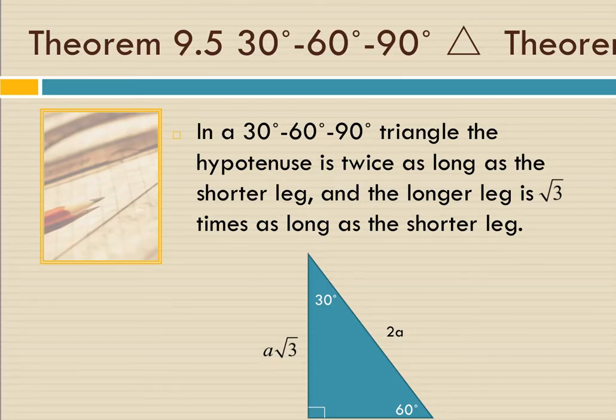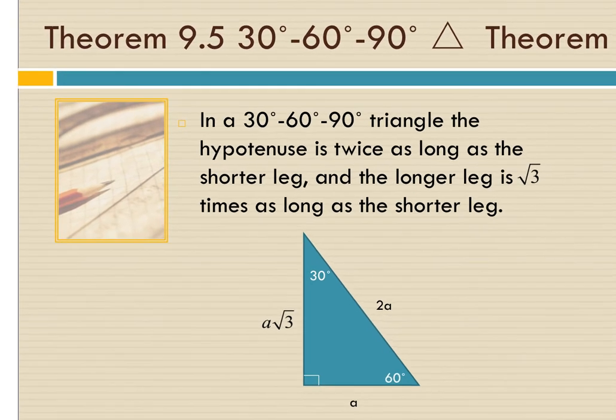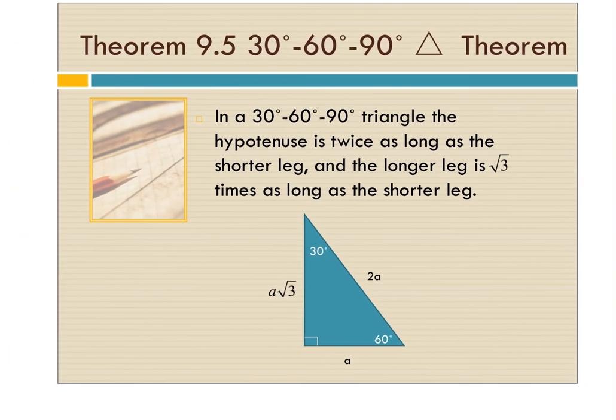Triangle scenario is called the 30, 60, 90 triangle. Okay? So in a 30, 60, 90 triangle, the hypotenuse is going to be twice as long as the shorter leg. And the longer leg is going to be the square root of 3 times as long as the shorter leg. I'll let you guys copy this down, and then I want you to pay very close attention, okay?